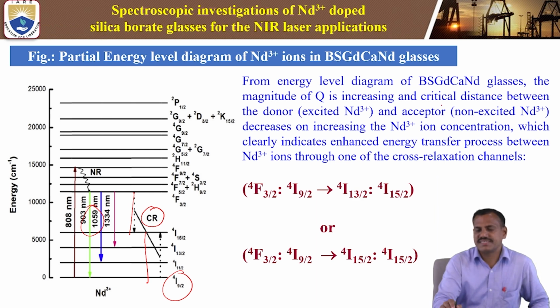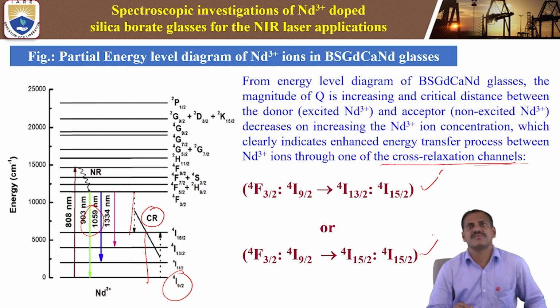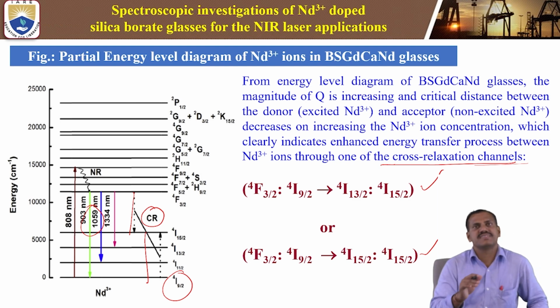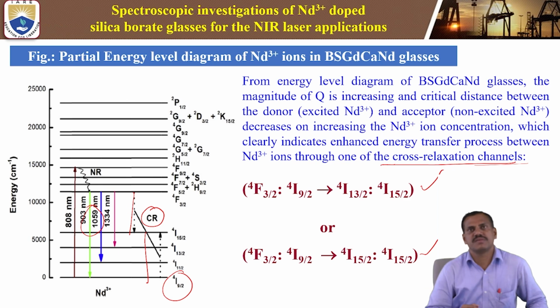With increasing Q, the critical distance between the donor excited state Nd3+ ions and the non-excited Nd3+ ions decreases with increasing Nd3+ concentration, which clearly indicates an enhanced energy transfer process between the Nd3+ ions through one of the cross relaxation channels. So of these two cross relaxation channels, any one will be exhibited. That is why energy transfer takes place from the excited state Nd3+ ions to the lower state Nd3+ ions. So this is the partial energy level diagram of the Nd3+ doped silicaborate glass systems.